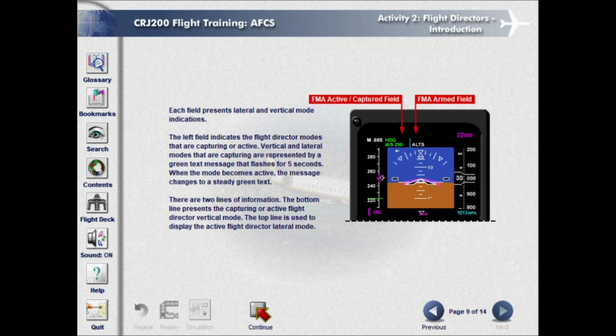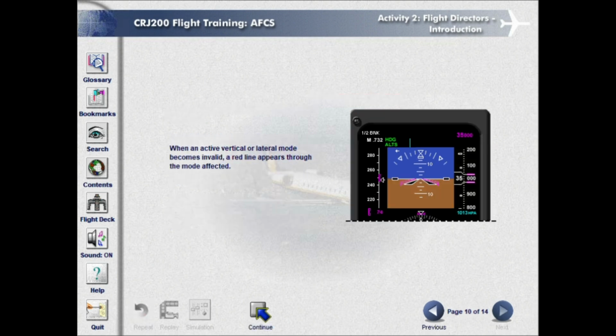There are two lines of information. The bottom line presents the capturing or active flight director vertical mode. The top line is used to display the active flight director lateral mode. When an active vertical or lateral mode becomes invalid, a red line appears through the mode affected.